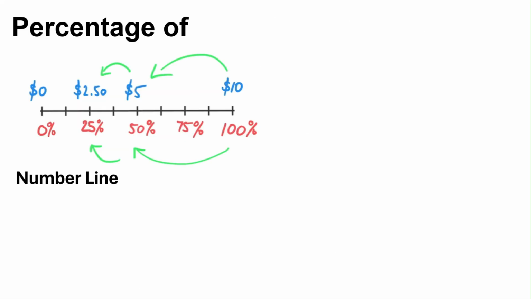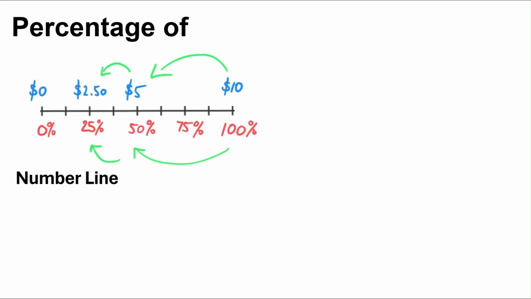So how do I go about modeling it? Here's a number line looking at percentage of using a number line. So $10, we have 100%. 50%, we identify half. 50% is half, so it's $5. 25%, half of a half. Half of a half is a quarter, so half of $5 is $2.50.